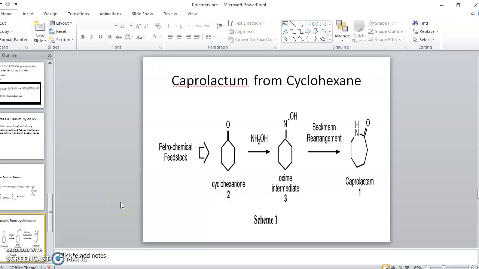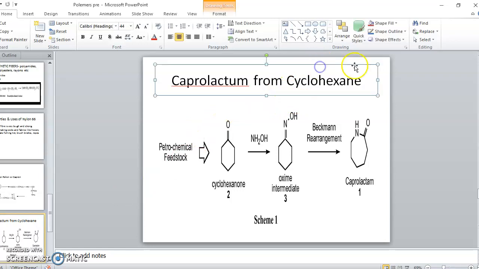Now I told you the monomer for the formation of nylon 6 is caprolactam, and this caprolactam is actually prepared from a compound called cyclohexane. So this is the way you get caprolactam from cyclohexane.